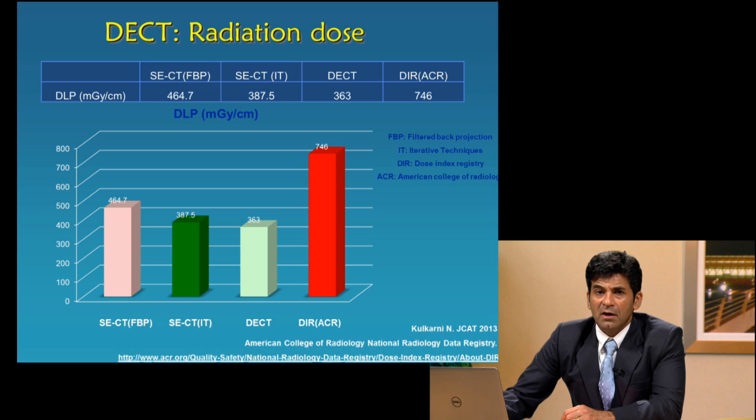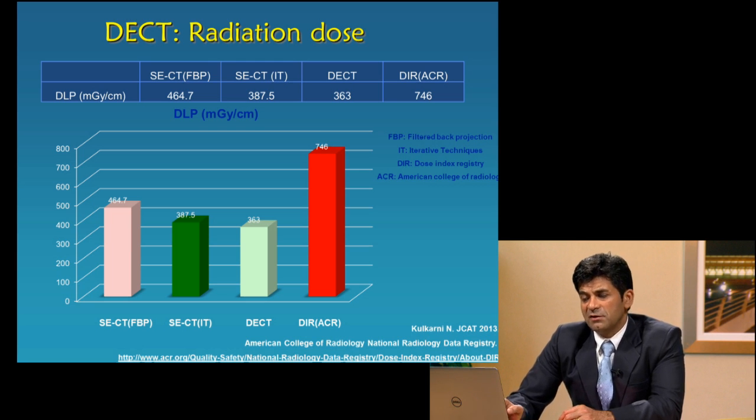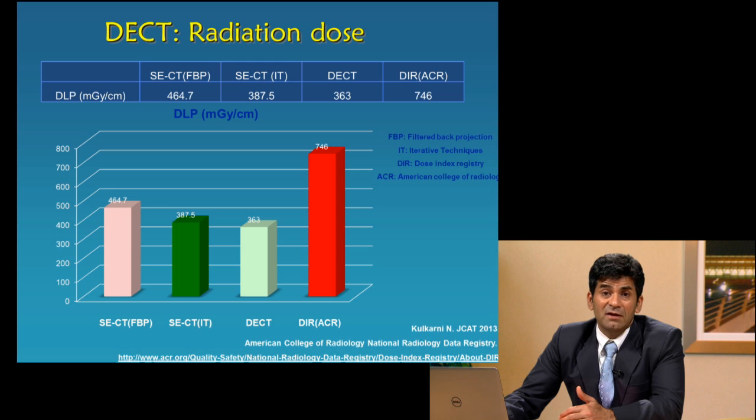What you notice is the red bar is the dose from the American College of Radiology registry, where the doses from various sites have been estimated. When we compare that, single energy filtered back projection doses in our practice to begin with are substantially lower. And by using dual energy CT by our protocol, the doses continue to be lower than a single energy CT. So dual energy CT does not increase the radiation dose. If anything, it keeps it the same or drops the radiation dose and provides the additional benefit of stone composition.